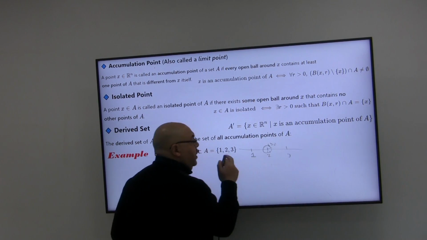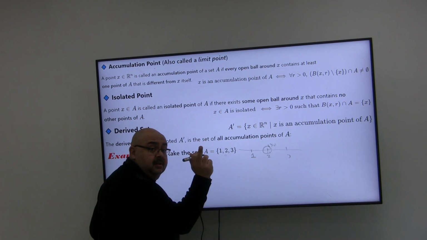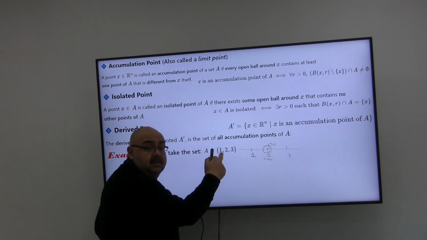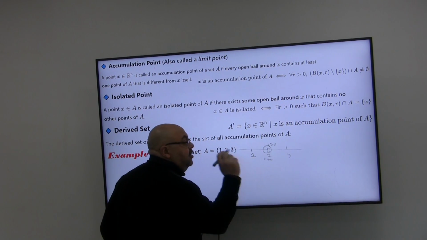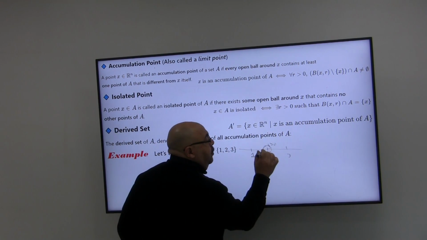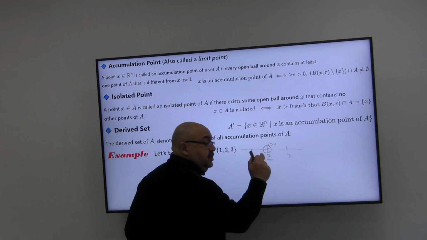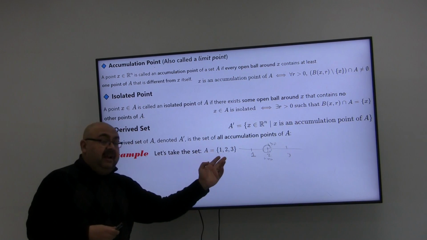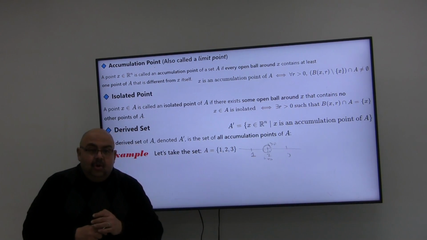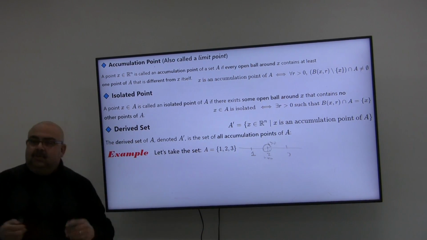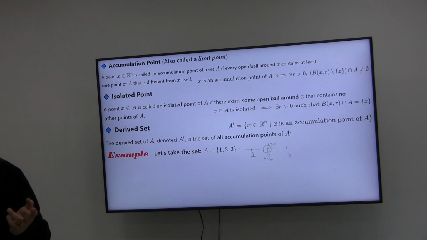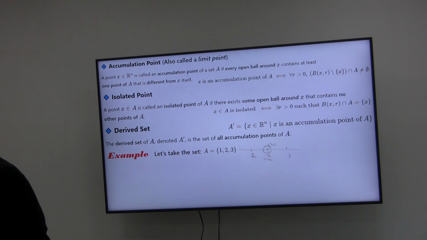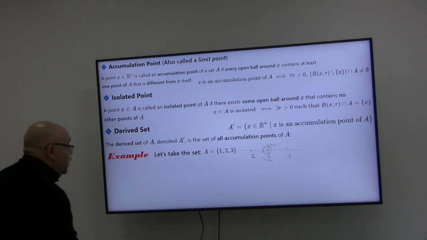But does 2.1 belong to this set? Does 1.99 belong to this set? So I can't find any other point inside this circle other than 2. So this set is a set of isolated points. I don't have accumulation points for the set I'm talking about. Are you with me, guys? All of them are isolated points.